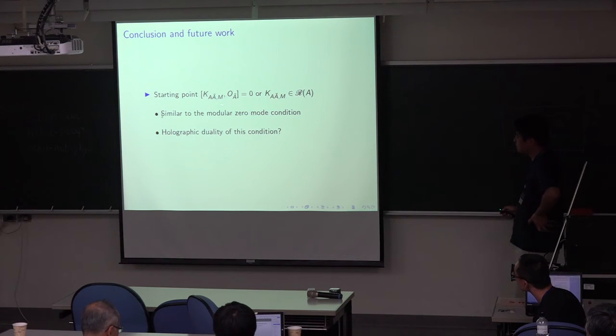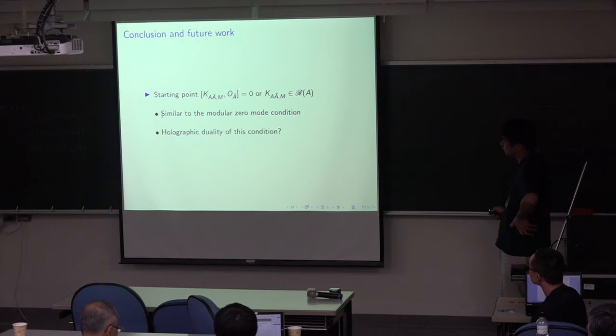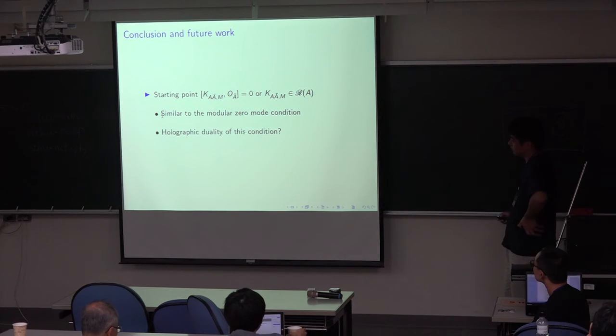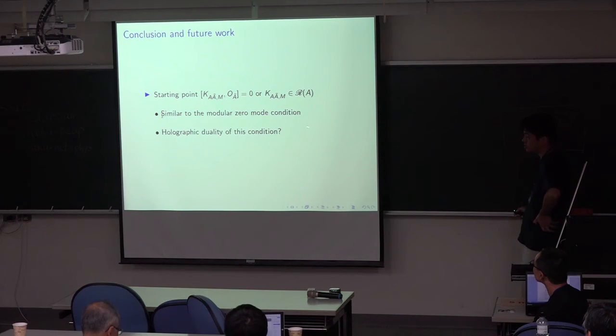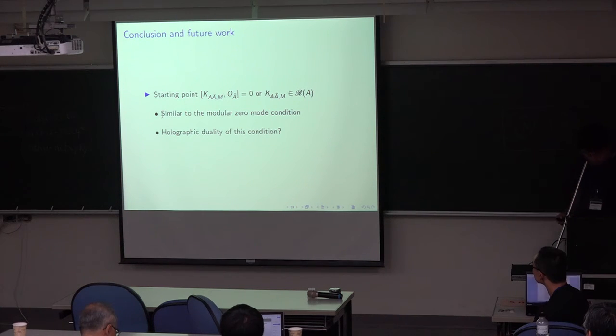But maybe this is just a starting point for understanding the holographic entanglement of purification conditions. This condition is actually very similar to something called the modular zero mode condition. Not the same, but similar. The modular zero mode condition actually can have some holographic dual of this condition. So it's possible to have some holographic explanation of this condition, and then better prove the conjecture of the holographic entanglement of purification. This may be a good starting point, and this is still something that needs work. Okay, thank you.